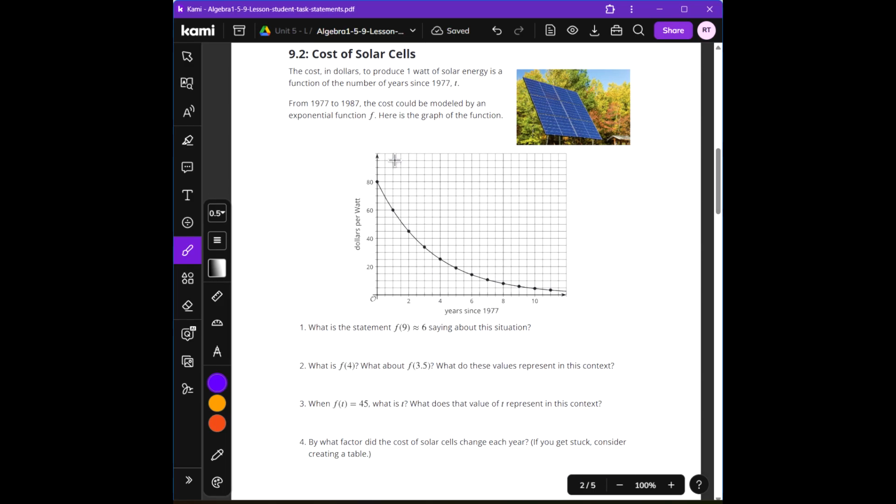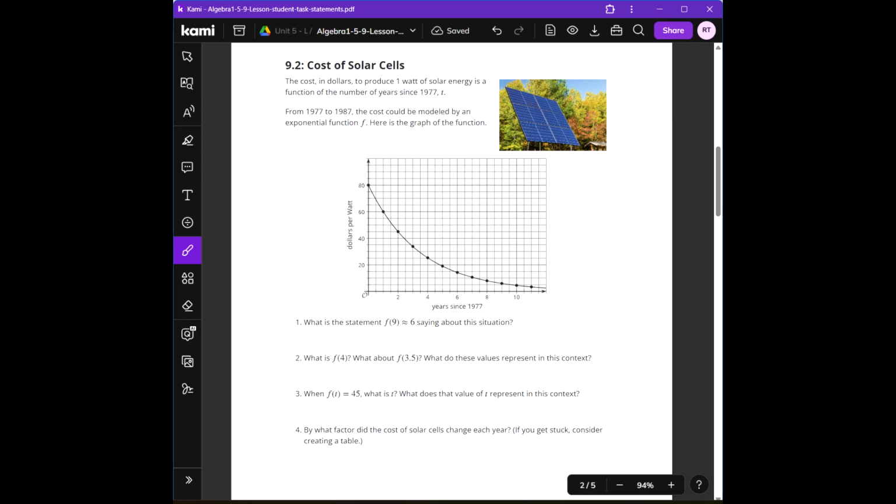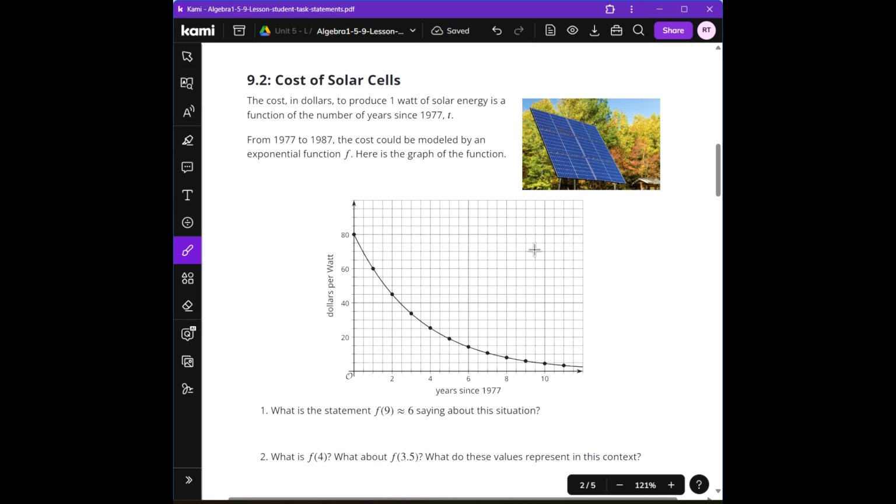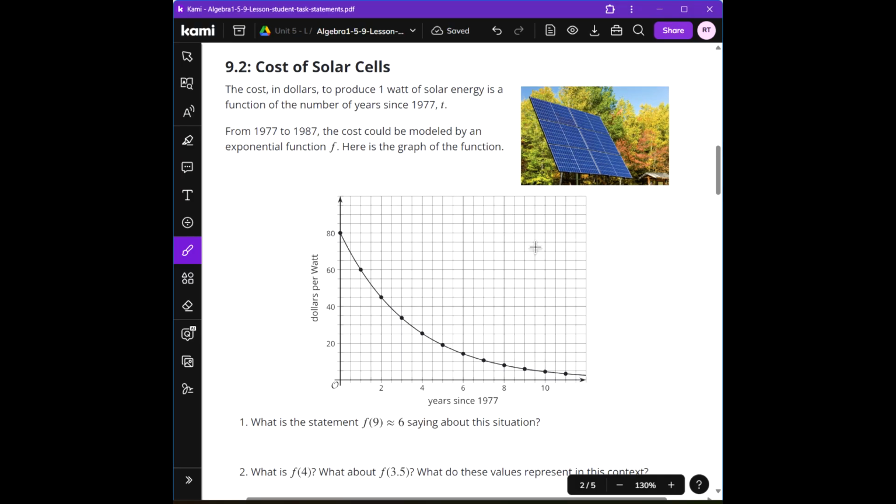All right, let's look at the next one, 9.2. For this problem, let me just go ahead and zoom in a little bit. It's important to understand what the graph is telling us. It looks like the cost in dollars to produce 1 watt of solar energy is a function of the number of years since 1977.